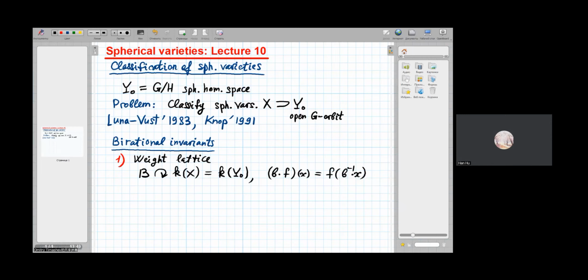And we may consider the group of rational functions which are semi-invariant with respect to this action. Group of B semi-invariant rational functions.